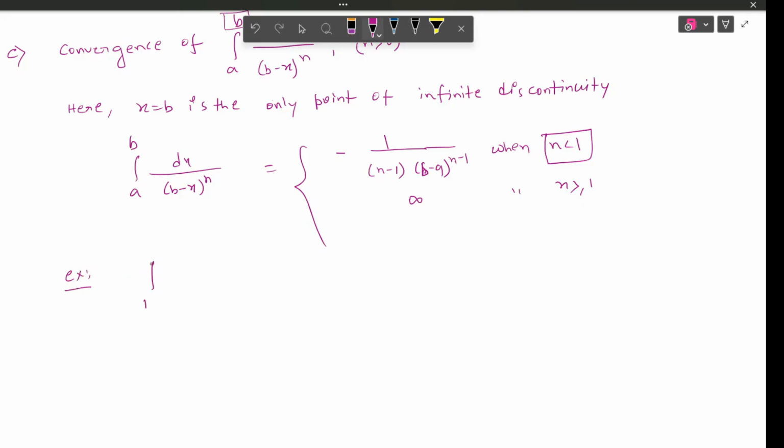Let's take some examples. Tell me whether this integral 1 to 2 dx by square root of 2 minus x is convergent or not. This is in the same format, right? If you put the upper limit 2 here, it will be 1 by 0, that is infinite. So you have a point of discontinuity at the upper limit, and it is b minus x. So 2 minus x to the power n, n is half, which is less than 1. So it will be convergent.